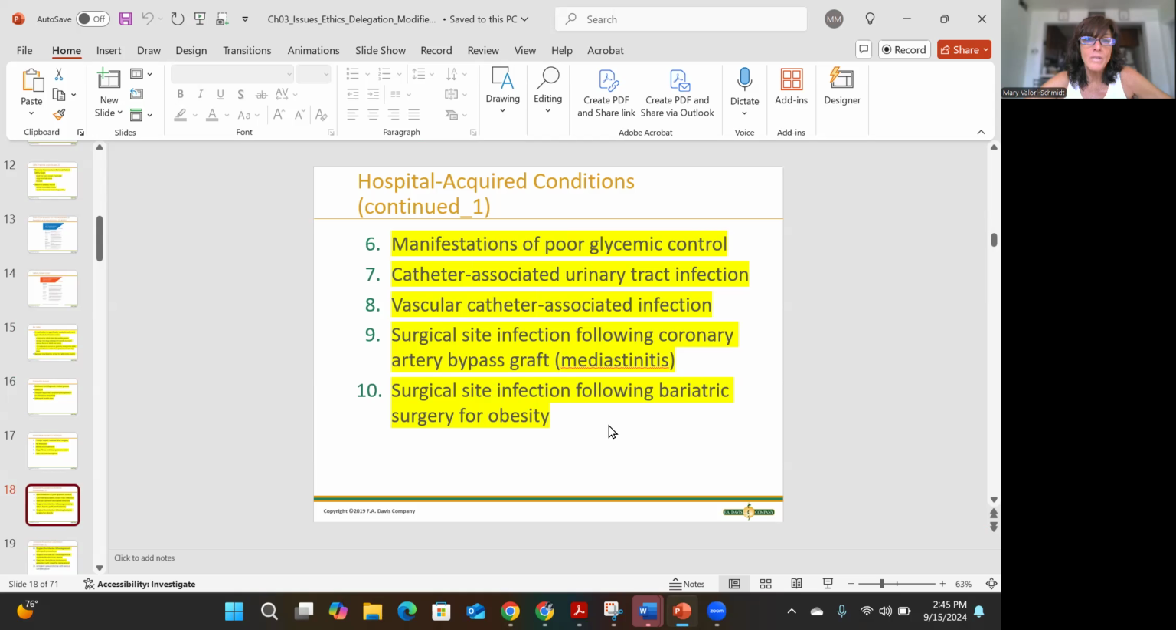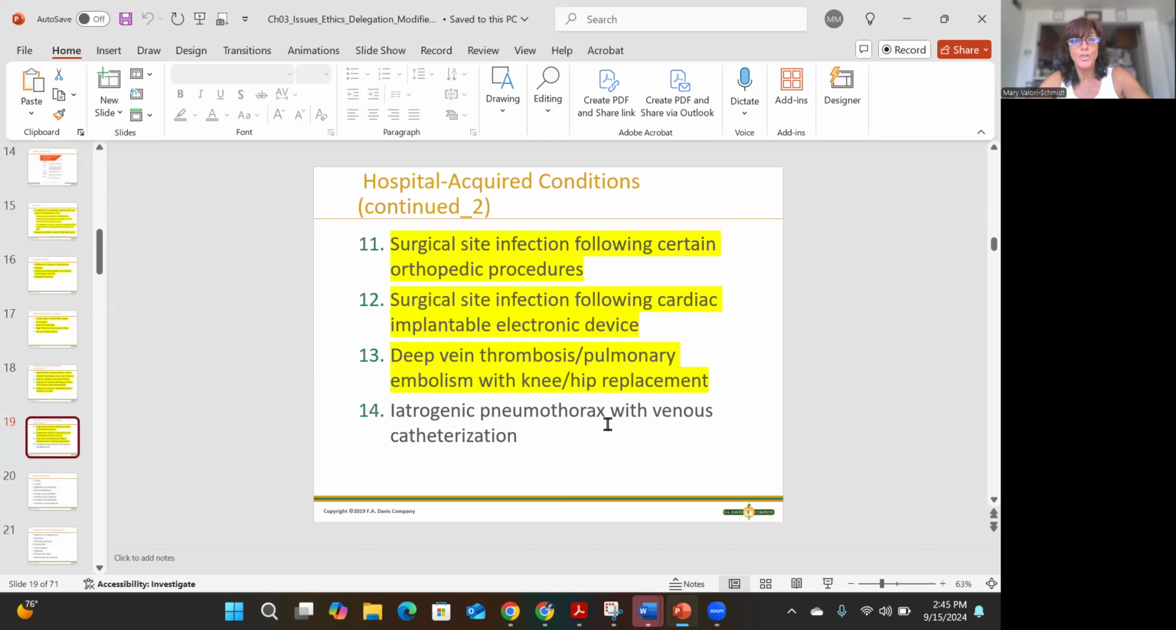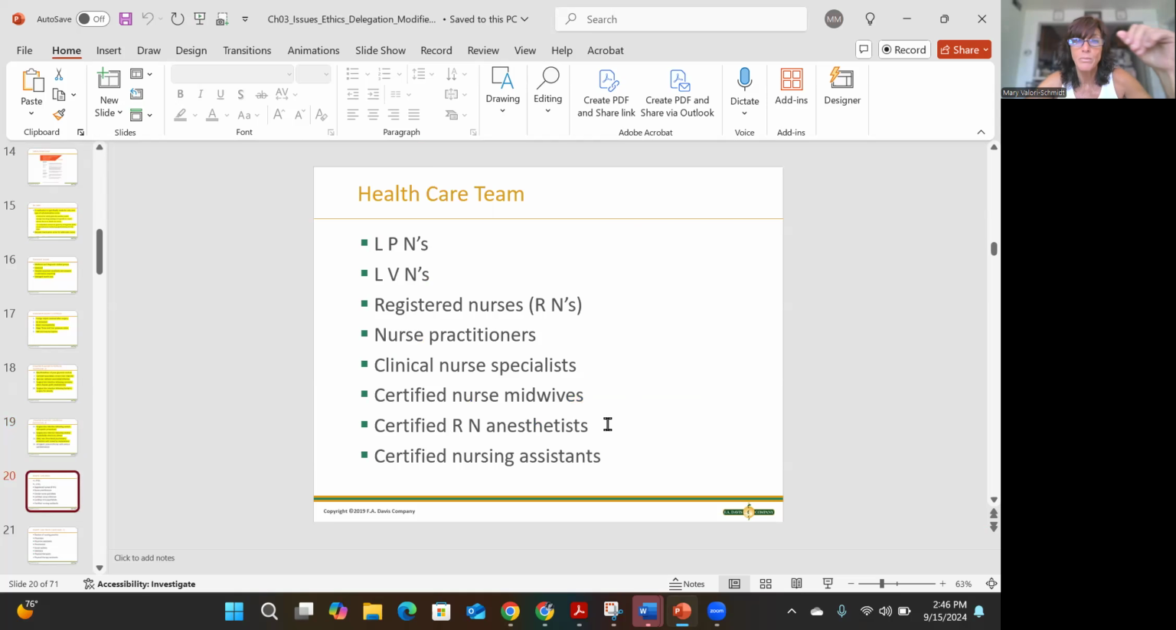Okay. Surgical site infection after a CABG, coronary artery bypass graft, which is mediastinitis. The mediastinum, right here in the middle of the chest, they wire it after they do open heart surgery, and infection there. Surgical site infection after bariatric surgery for obesity. Surgical site infection after certain orthopedic procedures, after a cardiac implantable electronic device, which would be like a pacer or AICD. Developing a DVT or pulmonary embolism after a knee or hip replacement. Don't worry about iatrogenic pneumothorax with venous catheterization. That's not something you're probably going to see.